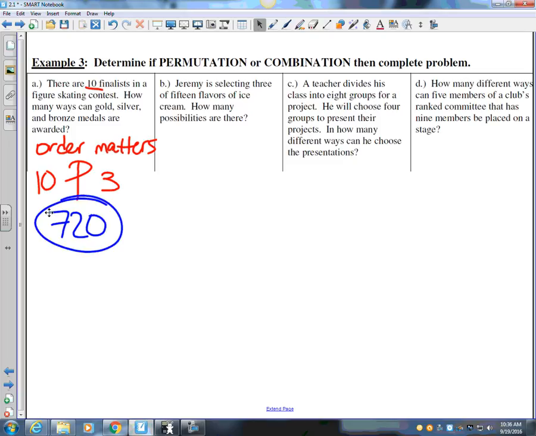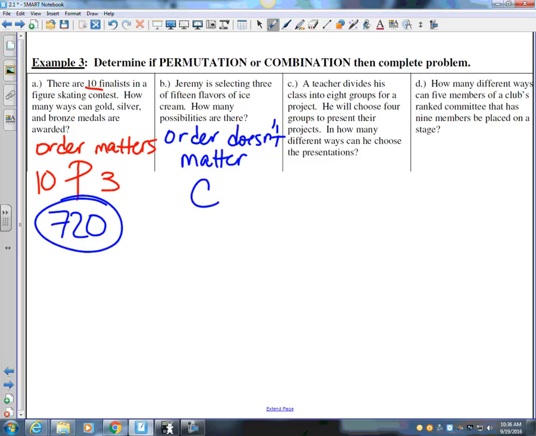Okay? Anybody's calculator not working? All right. B, Jeremy is selecting 3 of 15 flavors of ice cream. How many possibilities are there? Okay, he's selecting 3 flavors. Does it matter what order he puts them in? No. So order does not matter. You don't need to write this. I just want to give a visual to people who are visual learners.